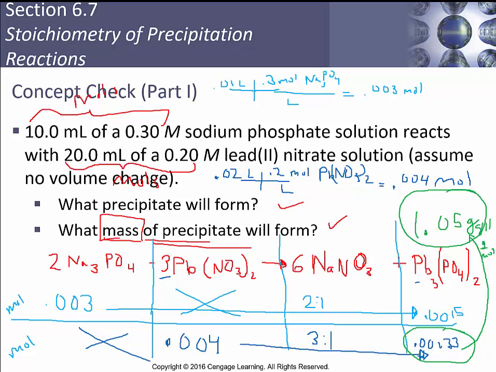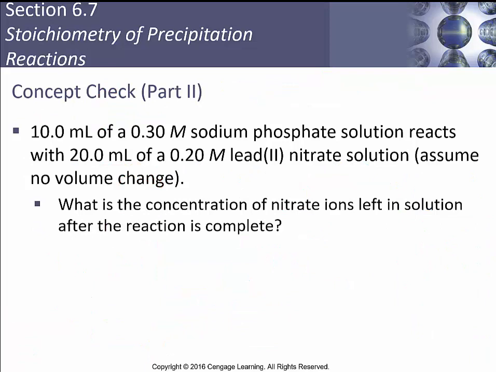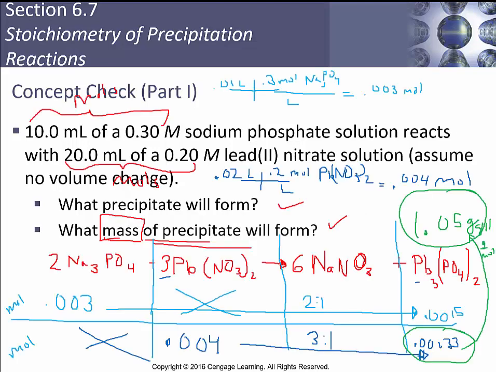Right, so let's do another concept check. If we've got 10 milliliters of 0.3 molar solution, what is the concentration of the nitrate ions left in solution? So it's basically the same thing. What's going to happen to our nitrate ions? Let's go back a page. We look over here. We've got all of these nitrate ions in solution. How many nitrate ions do we have?